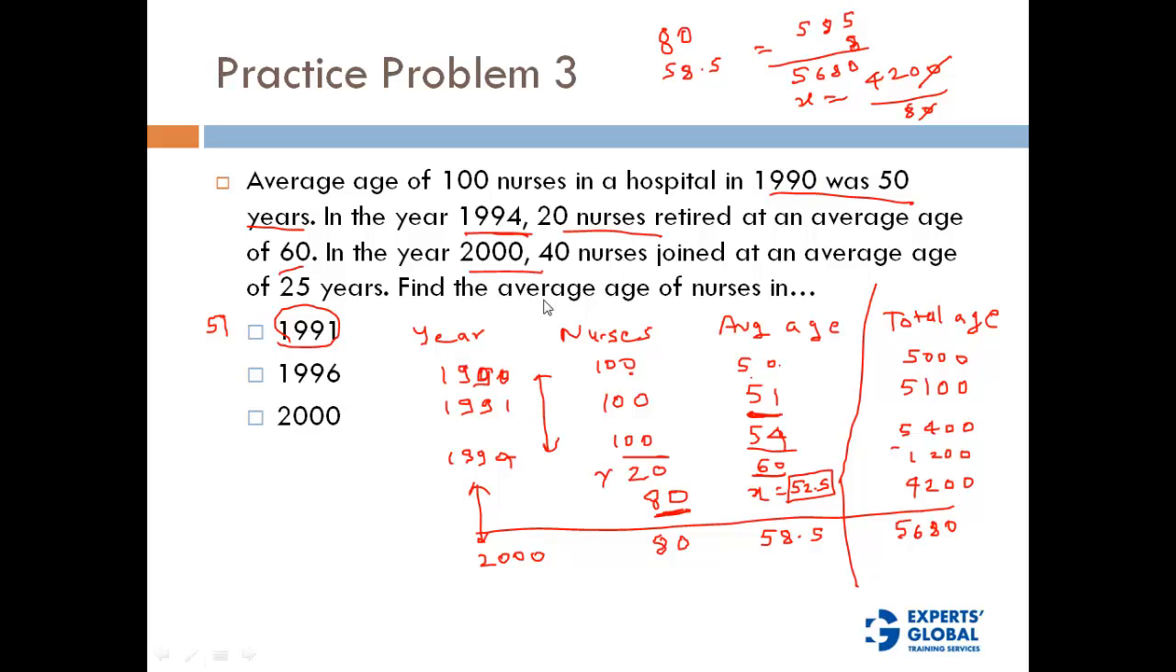Now something happens again. 40 nurses joined at an average age of 25 years. So we have 40 new nurses with an average age of 25 years. What is going to be the total age of these nurses? 25 into 40 is going to be 1000. Now for these 120 nurses, what is going to be the average? The average is going to be the sum divided by 120, which is 5680 divided by 120, which comes out to be 47.33.